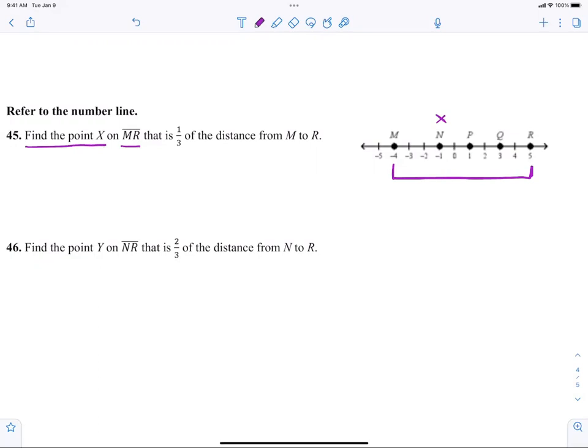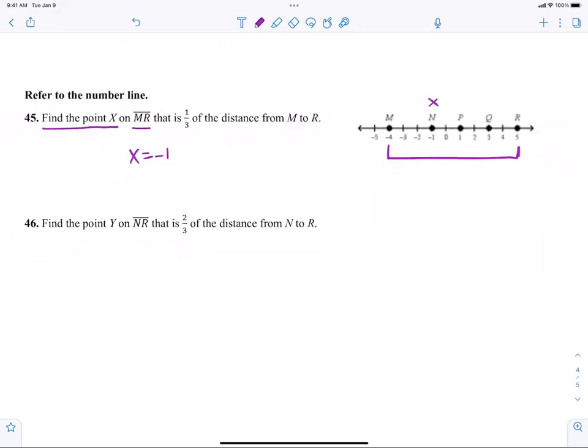Right. MR is what? 9. So what is 1/3 of that distance? 3. So it's just 3 units over. All right. So that's a little tricky. Yeah. So X would be what? -1. All right. And it's a point.